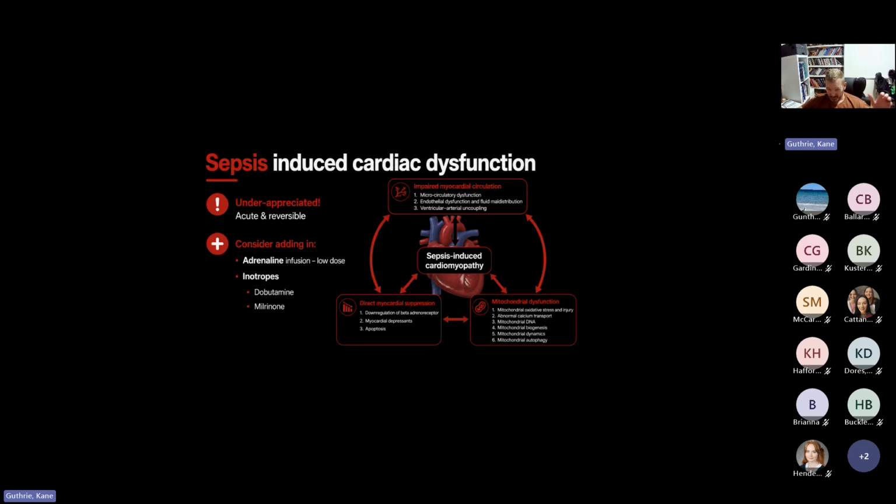If you're starting to go up on your vasopressor agent, so you know, adrenaline, you've added in vasopressin, the heart's going to start struggling, and this is when we may run a low-dose adrenaline infusion in the background to these patients as well.